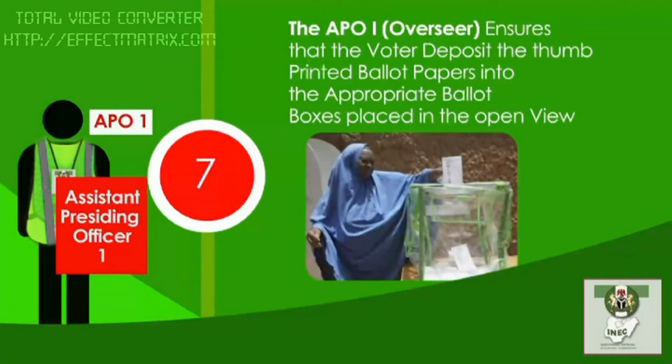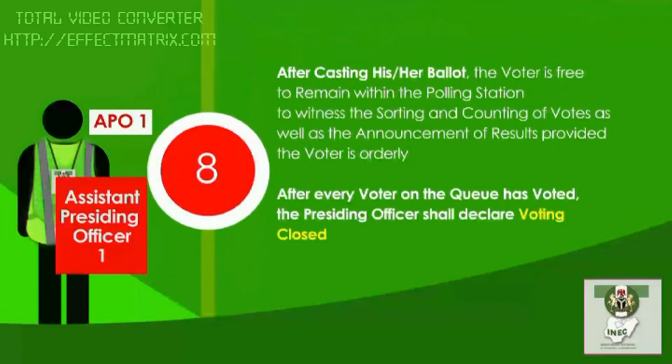APO1 overseer ensures that the voter deposits the thumb-printed ballot papers into the appropriate ballot boxes placed in the open view. After casting his or her ballot, the voter may remain within the vicinity of the polling station but outside the polling unit to witness the sorting and counting of votes as well as the announcement of results, provided he or she is orderly.